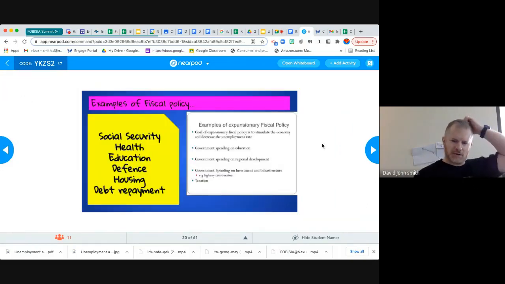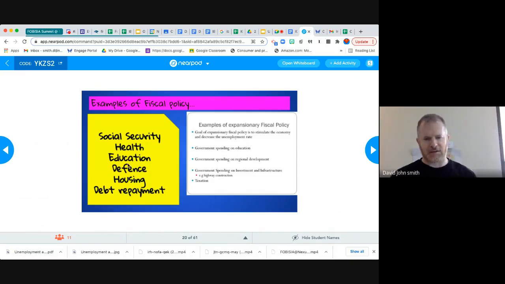Fiscal policy. What do we know happens with regards to fiscal policy? So if the government is spending money, so part of its expenditure, what do they spend it on? Well, we know they spend it on healthcare. We know they spend it on defence. We know they spend it on education, housing. They may even use some of their money to repay debts.